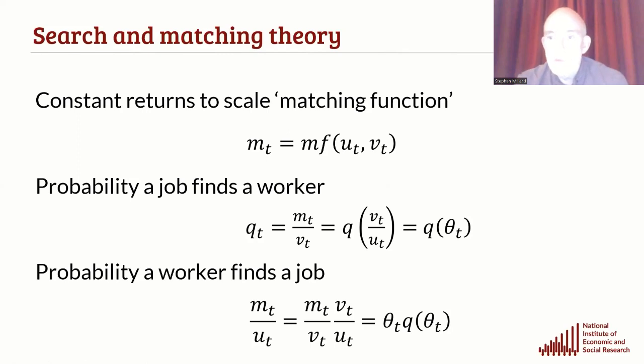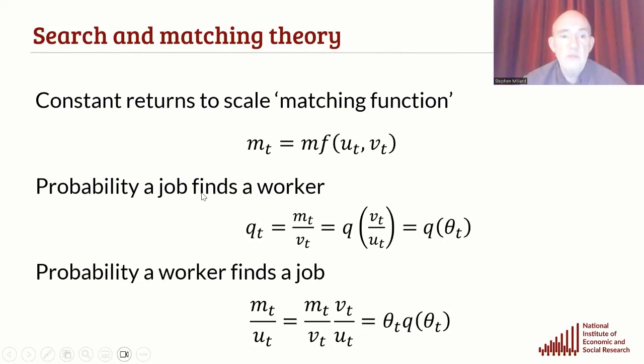So of those U workers, M of them will find a job. Of the V vacancies, M of them will find a worker. What does constant returns to scale mean? It means suppose I double the number of unemployed workers, I double the number of vacancies, I'll double the number of matches. And you can get a long way understanding unemployment just by looking at this matching function.